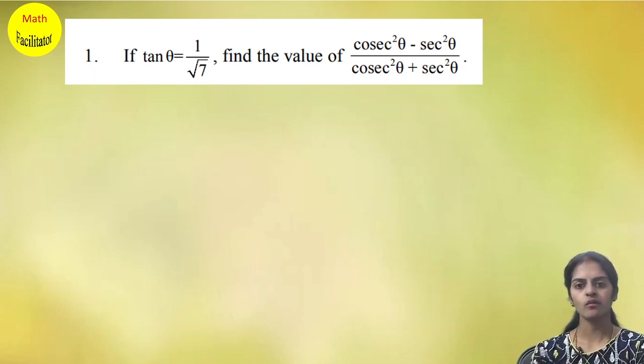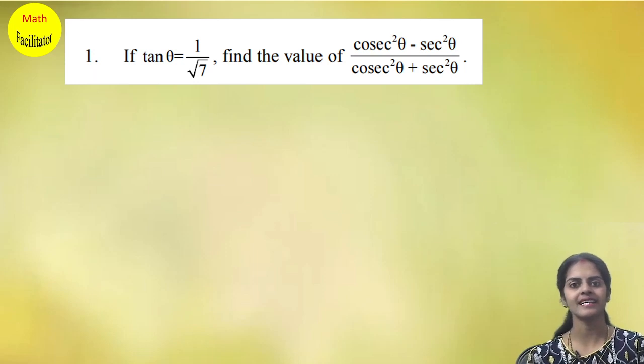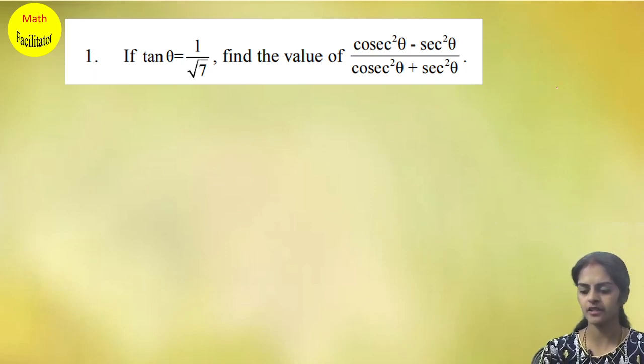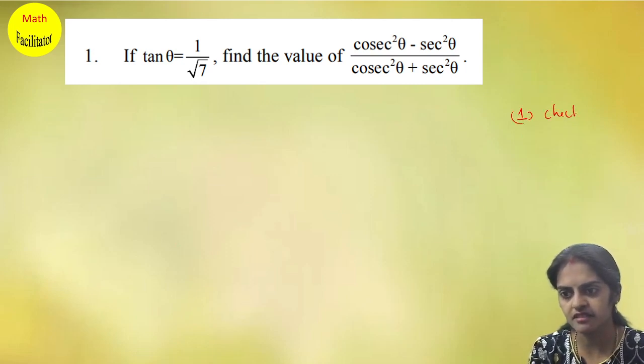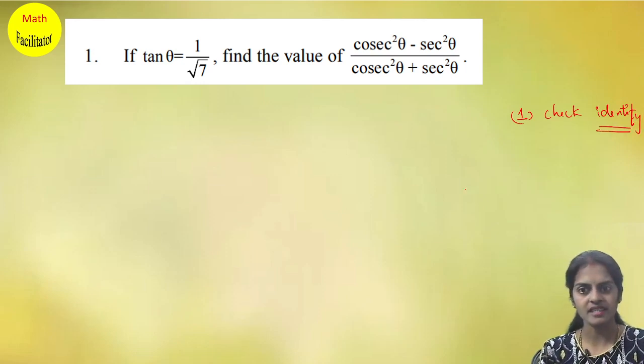Whenever you find a question like this, firstly see whether you can apply any identity. Wherever a trigonometry question is there, the first step you will do is check if there is any identity. So always the first step is to check for the identity. If you find any identity, please apply it. Otherwise, please convert everything to sine and cos.